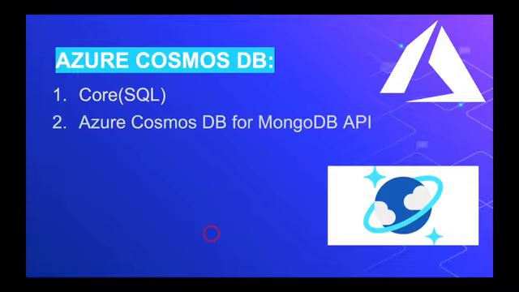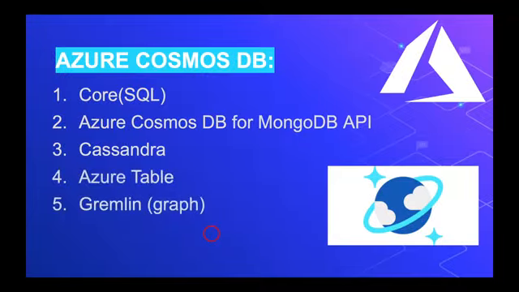It's going to support a couple of database APIs. The first one is Core SQL. Then we have Azure Cosmos DB for MongoDB API, so if you want to work with MongoDB, you can use Azure Cosmos DB. And Cassandra, Azure Table, and Gremlin Graph, which is a Graph API. So if you want to deal with a Graph API, you can use Azure Cosmos DB.